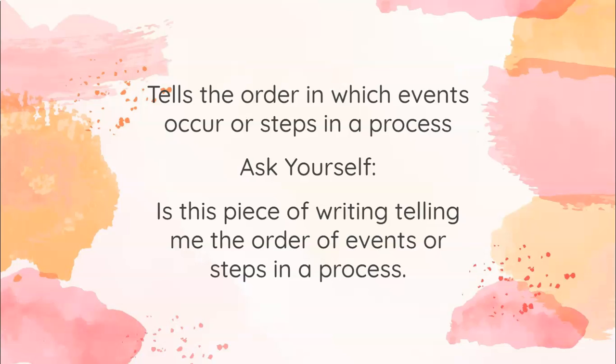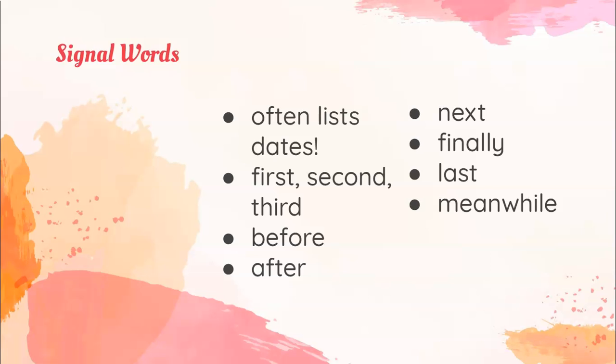So that is sequencing. So some signal words that you can find in a sequencing text structure: anything that lists dates. So this is going to be talking about maybe a person's life or historical event. They're going to list dates, and they're going to start with the earliest date all the way to the most present time. First, second, third, if they're ordering the steps in order. So they may say, first you need to do this, second, third. Words like before, after, next, finally, last, meanwhile.